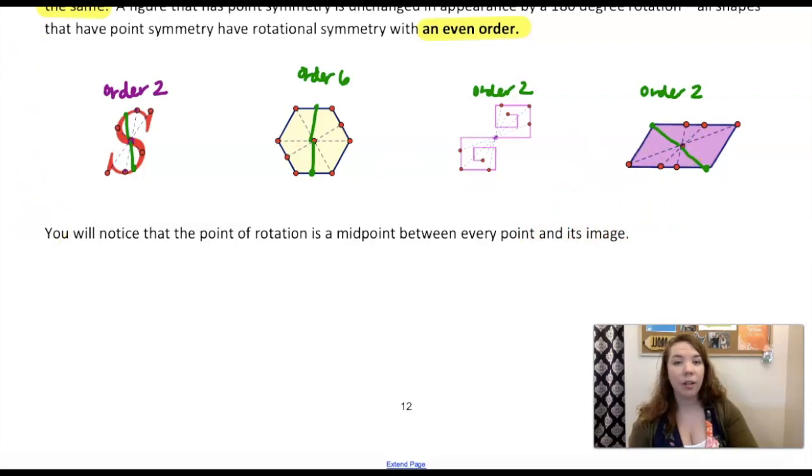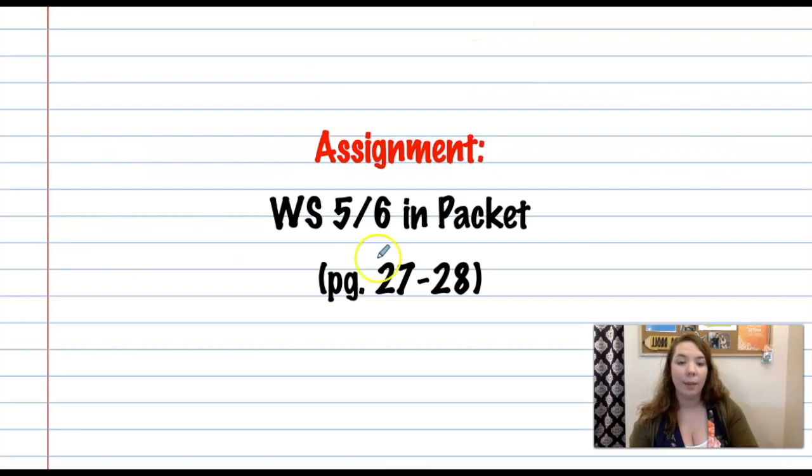All right, so that's it for today's notes. You are working on worksheet 5/6 in your packet, which are pages 27 and 28.